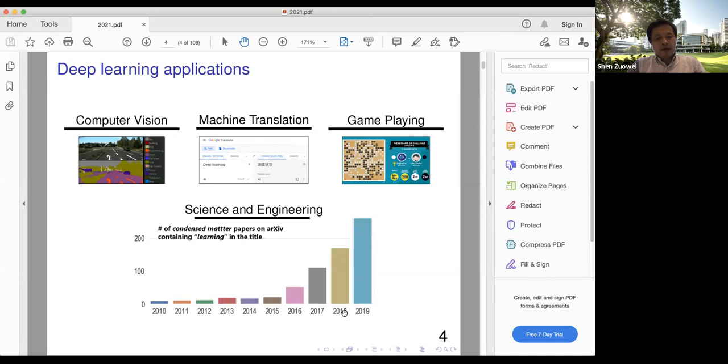There are many examples in technology and industry. For example, computer vision: the success of the driverless car is based on this. And machine translation; maybe you already use language translation, which is also based on deep learning. And also game players, like the famous example AlphaGo, which can play Go and can win against the best player in the world.